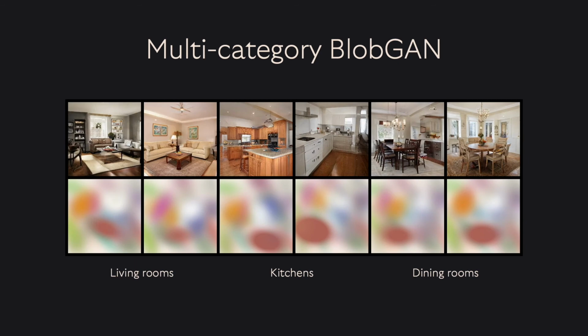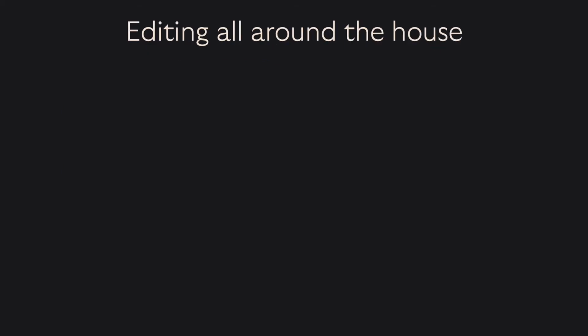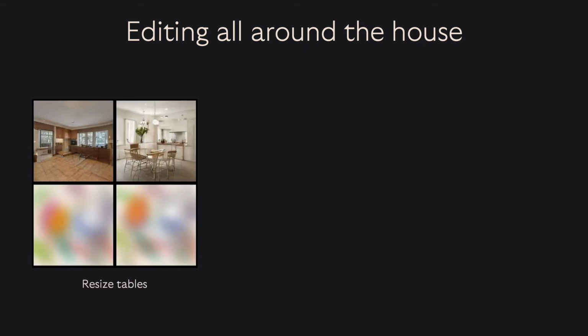We also train our model on a dataset of multiple indoor scene categories. On this data, our model outperforms standard StyleGAN 2 on image quality as measured by FID. As before, images can be edited by manipulating the blobs underneath. Our model learns to associate one particular blob, shown in coral here, with all different kinds of tables across scene categories.